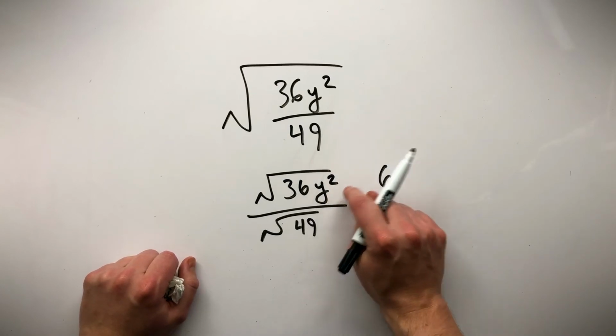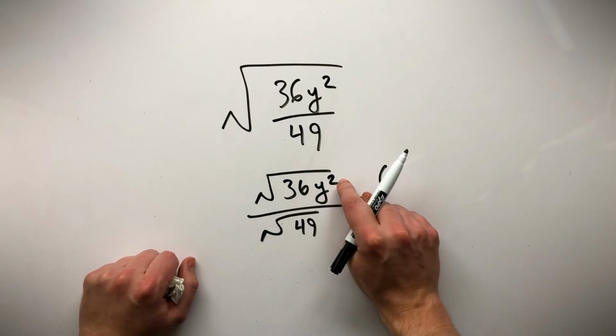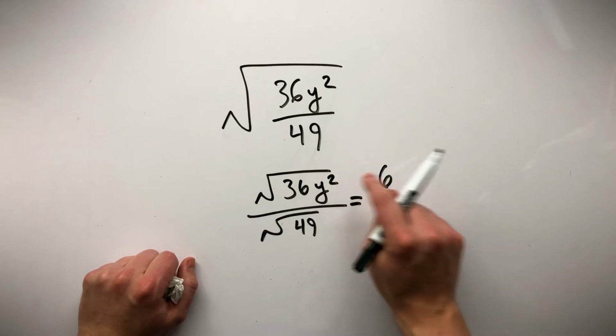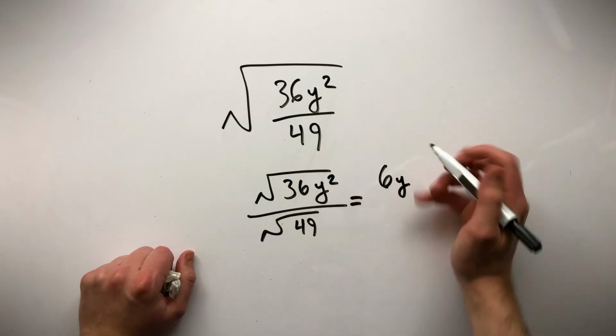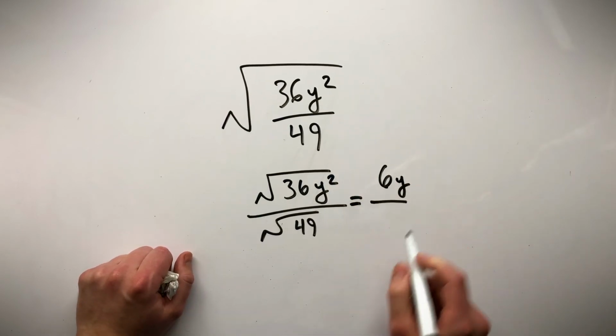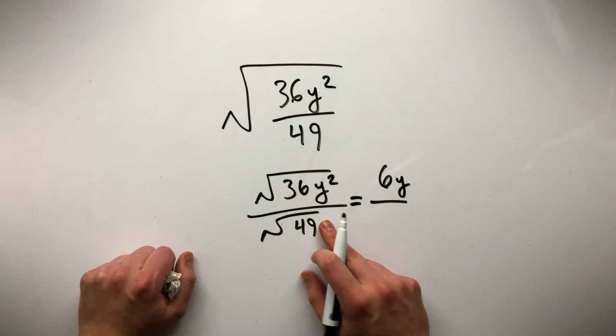Now let's do the variable. Right? If it's even, all we do is divide the exponent number in half, and that is the exponent in our answer. 2 divided by 2 is 1, so it's y to the first power. So 6y is the top, and we all know the square root of 49, right, is 7.